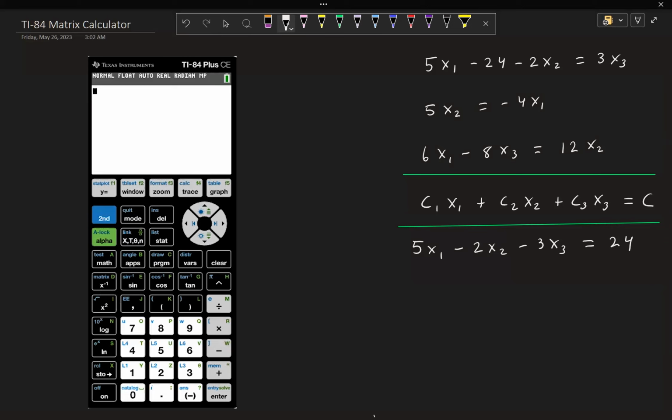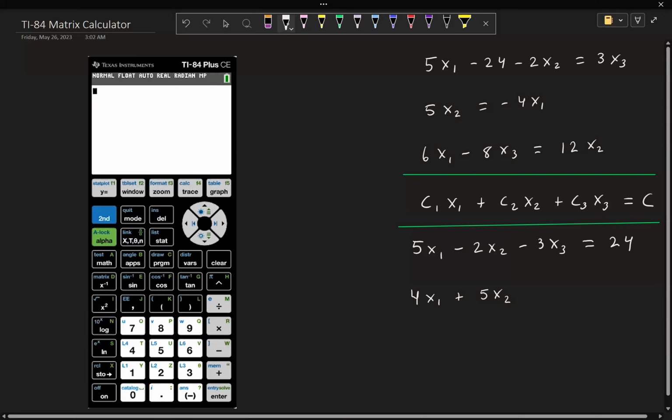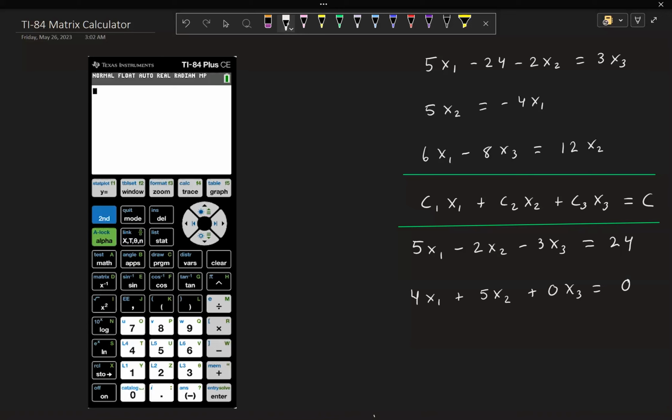Now the second one, we can just add that 4x1 to the other side. So 4x1 plus 5x2. Now we don't have an x3 in this one, so we can just say plus 0x3. And we don't have a constant, so it's set equal to 0.